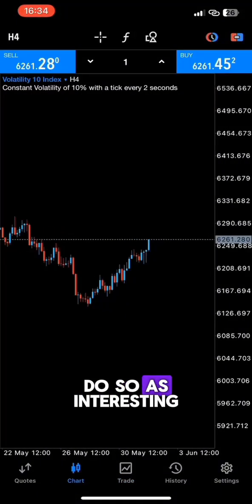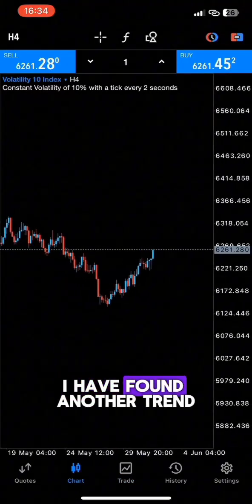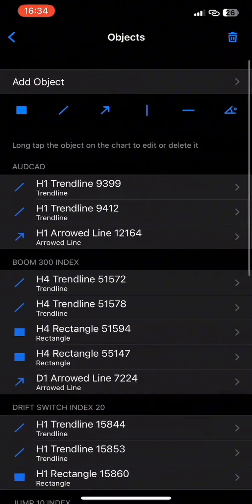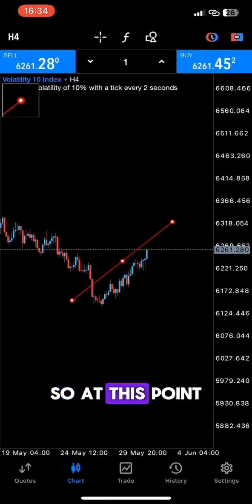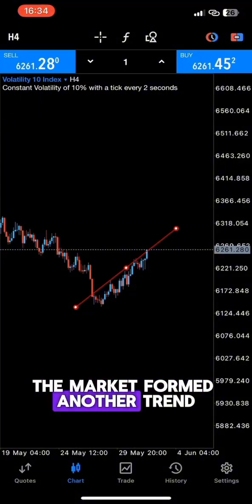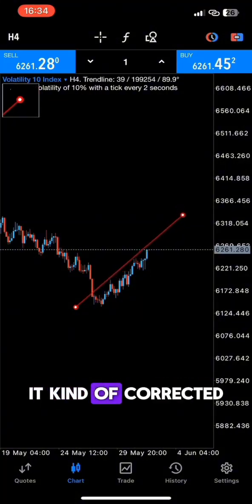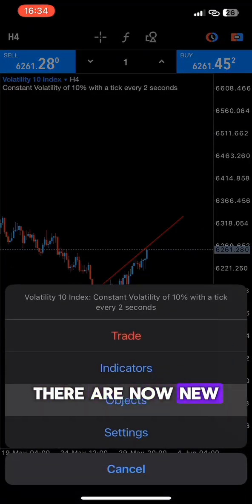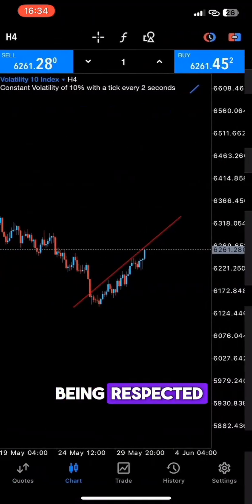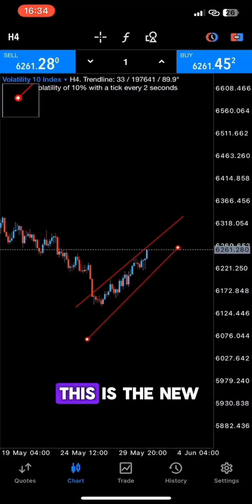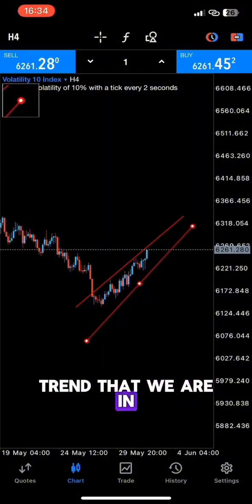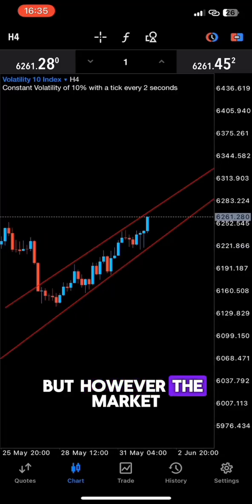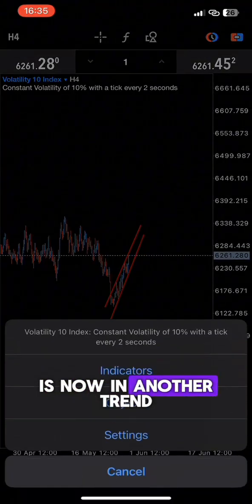So as interesting as it is, I found another trend in the same chart that I was trading before. At this point, as you can see, the market formed another trend. It kind of corrected the trend that it was in. So there are now new levels that are being respected. This is the new trend that we are in. In the previous trend, there was sort of a breakout, but however, the market is now in another trend.